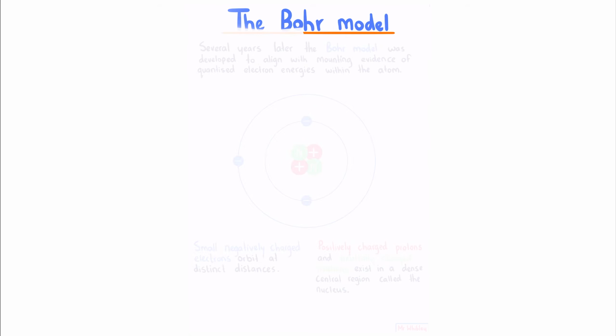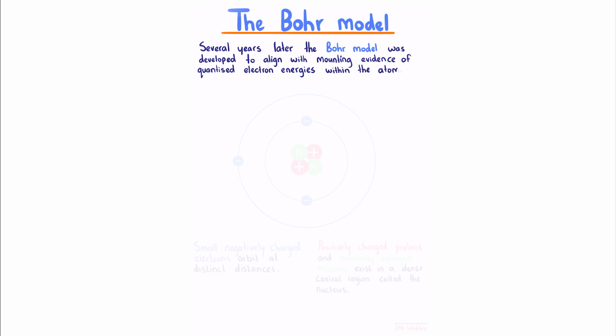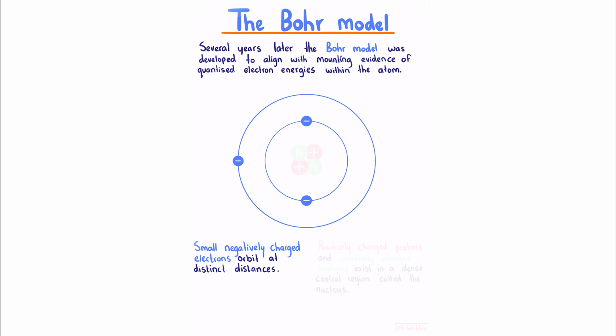The Bohr model. Several years later the Bohr model was developed to align with mounting evidence of quantized electron energies within the atom. It consists of small negatively charged electrons orbiting at distinct distances, and positively charged protons and neutrally charged neutrons existing in a dense central region called the nucleus.